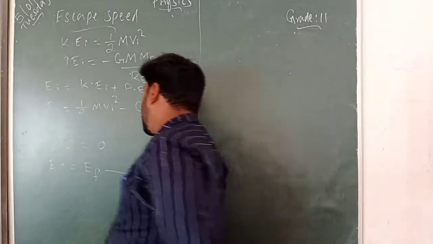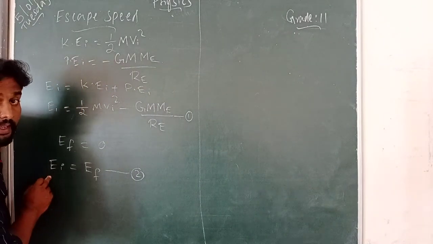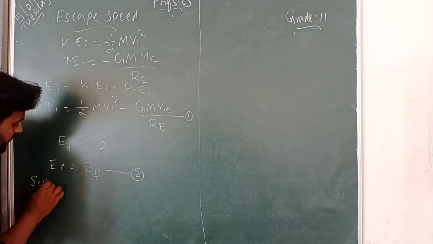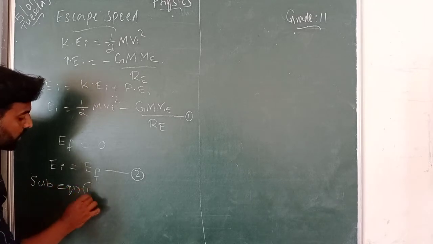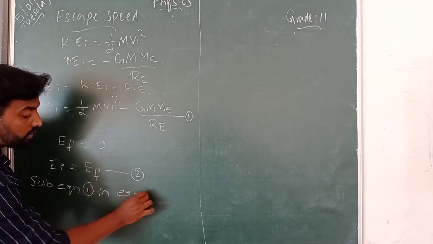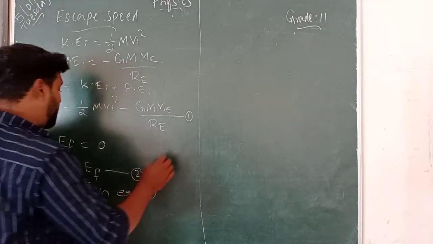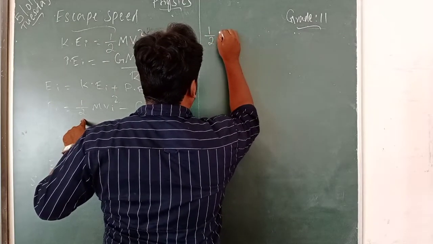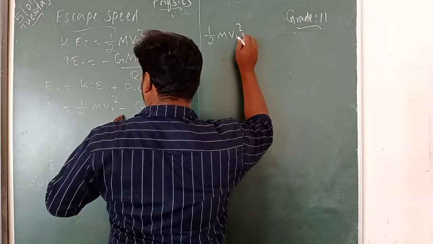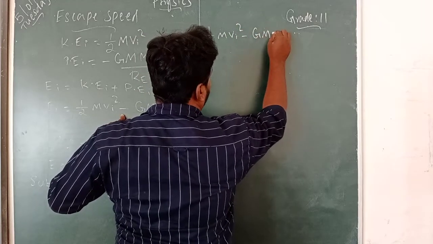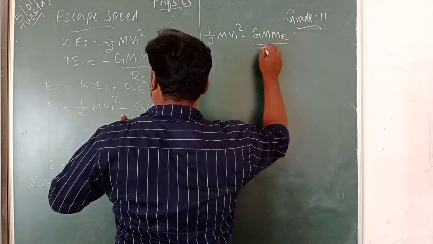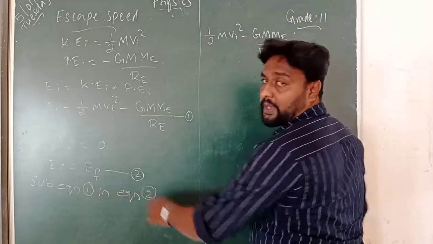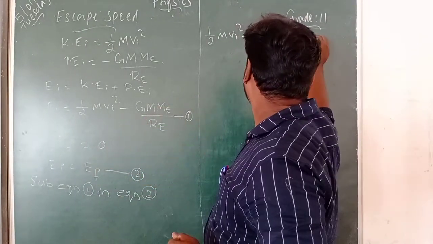EF is 0, and EA is this one. So substitute equation 1 in equation 2. While substituting, what we will get? EI instead of EA: half mvi square minus GMme by re is equal to EF. EF means what? EF is 0.